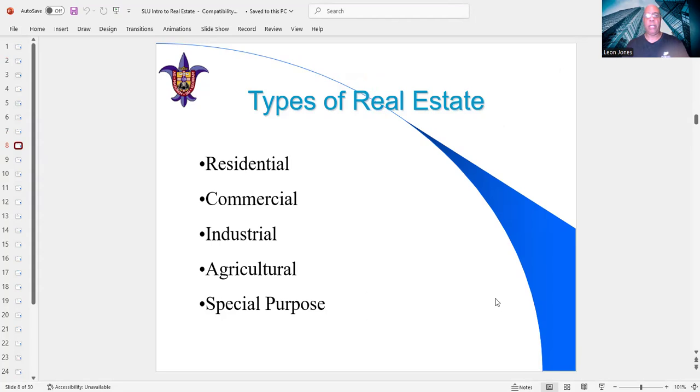Types of real estate: residential, commercial, industrial, agriculture, and special purposes. Now, this is what you will see on the zoning map. I'm going to get into zoning next week, but you're going to find these types of real estate on your zoning.